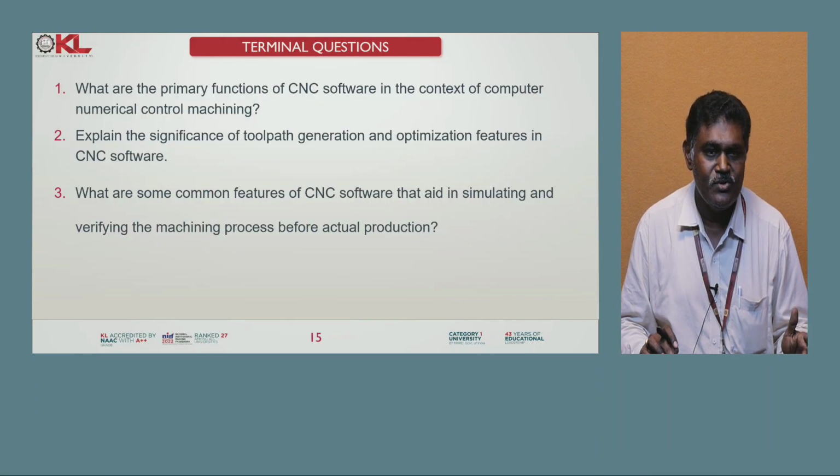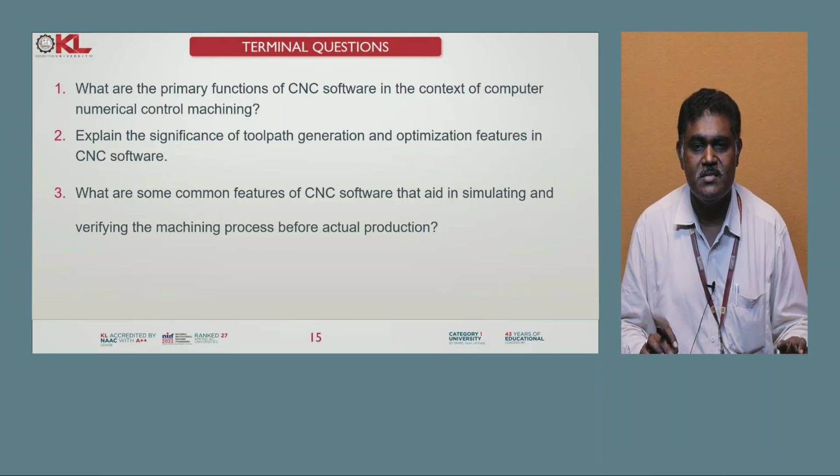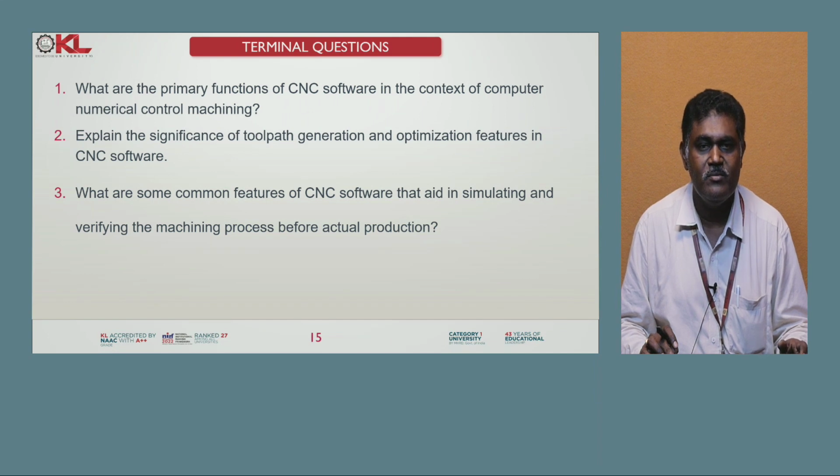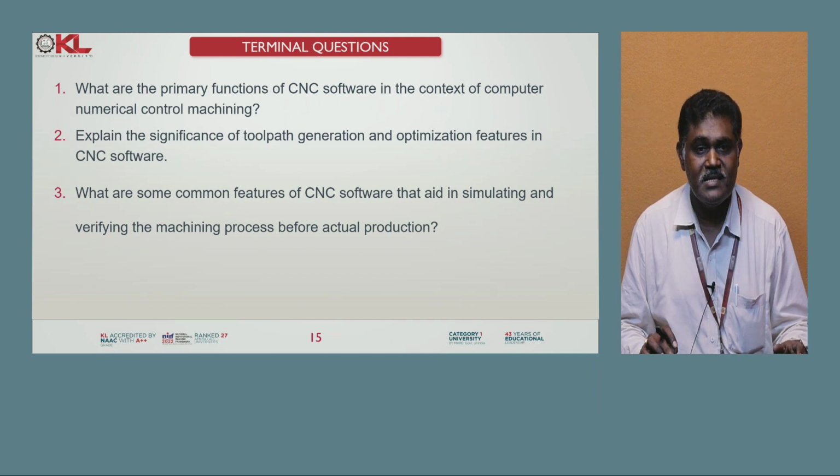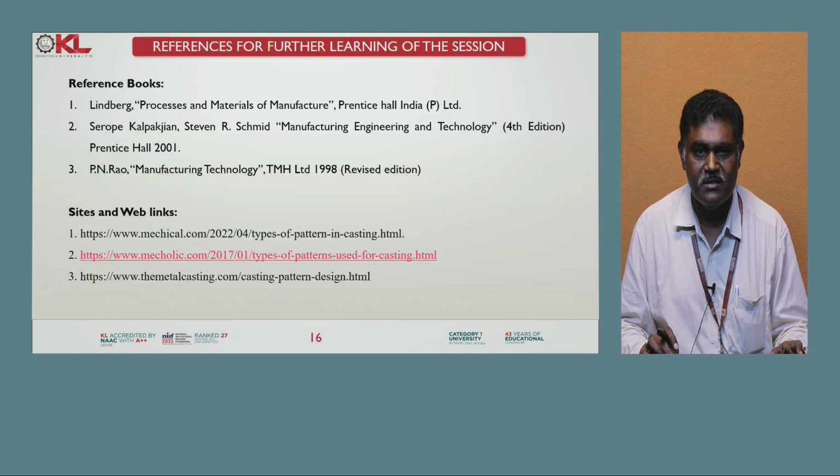Next, the terminal questions. What are the primary functions of CNC software in the context of computer numerical control machining? Explain the significance of tool path generation and optimization features in CNC software. And the third one is, what are some common features of CNC software that aid in simulating and verifying the machining process before actual production?